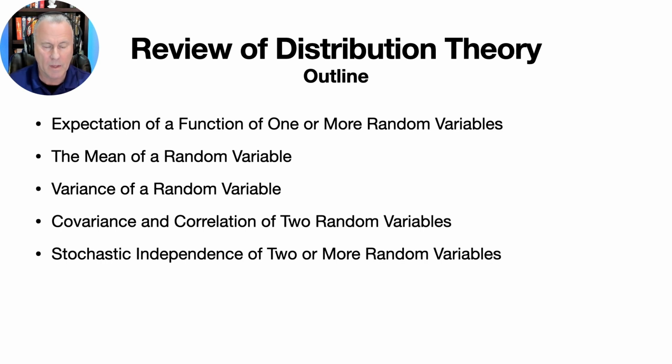We'll first review the concept of and define the expectation of a function of one or more random variables. We'll then define the mean of a random variable and the variance of a random variable, which are defined in terms of expectation. We'll then define covariance and correlation of two random variables. Finally, we'll define stochastic independence of two or more random variables.